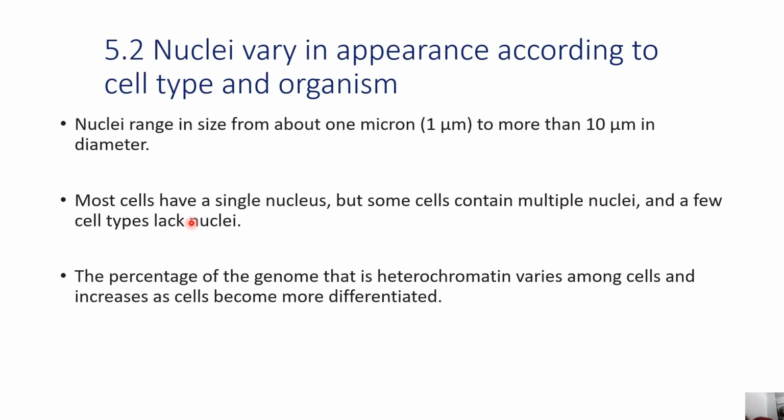Nuclei vary in shape and in size from about 1 micron to more than 10 microns in diameter. Most cells have a single nucleus, but some cells contain multiple nuclei and a few cell types lack nuclei. The percentage of the genome that is heterochromatin varies among cells and increases as cells become more differentiated.